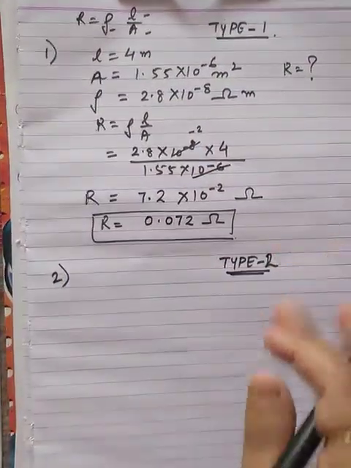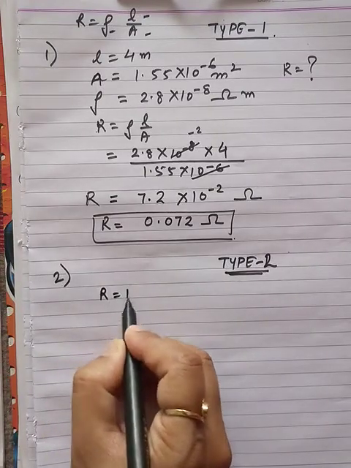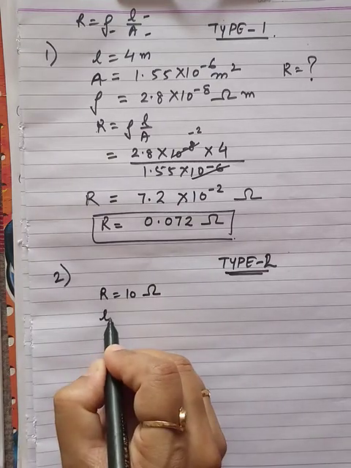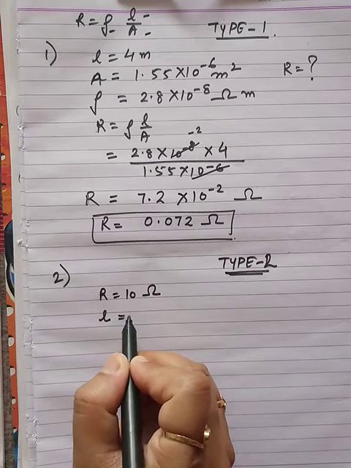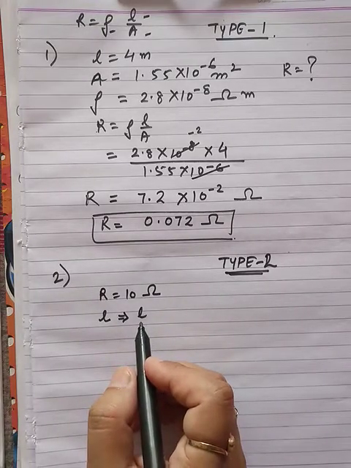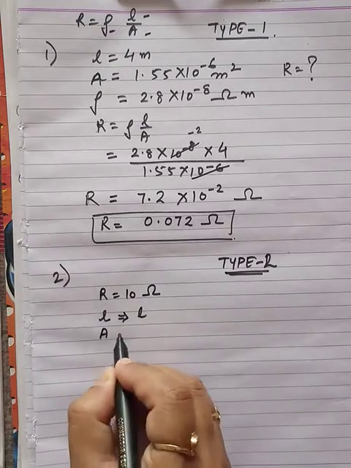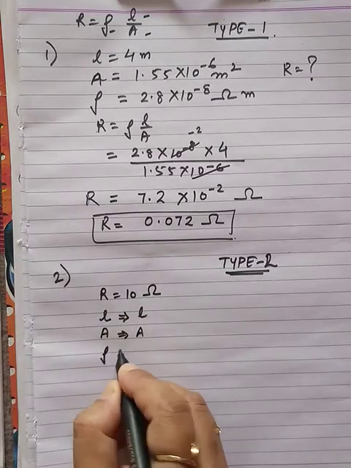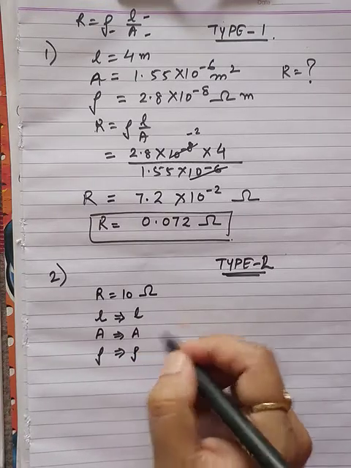So for this question we have to consider the resistance, that is given, 10 ohm. The value of the length of the wire is not given, so consider it L. Area of cross section, consider it A. And resistivity, consider it rho, right? Because we are not given the values.